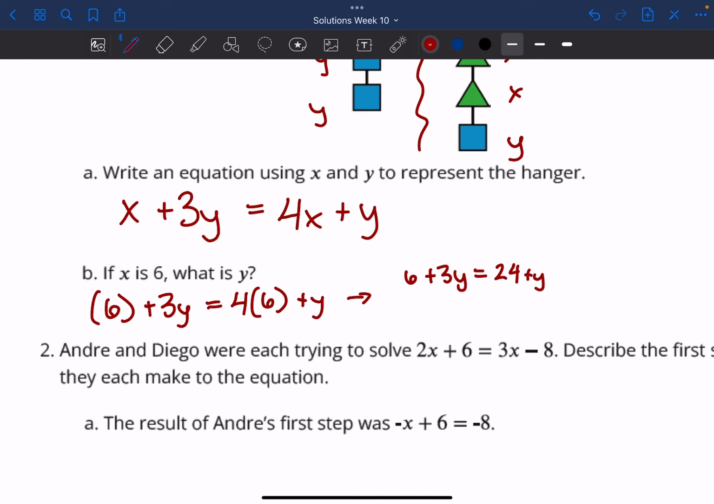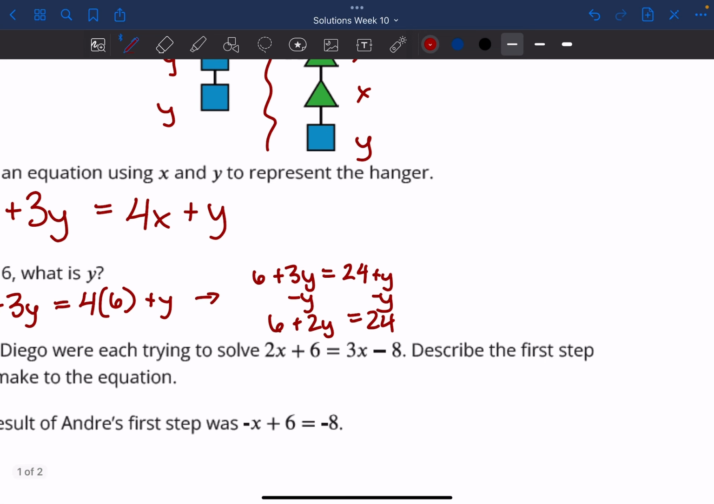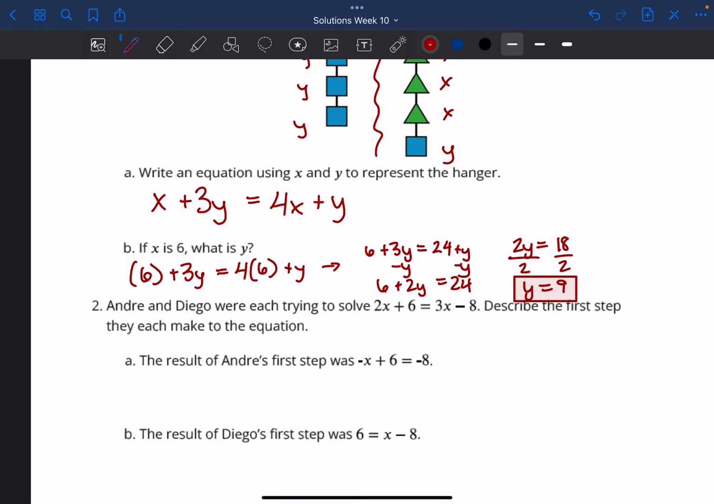I'm going to subtract 1y from both sides. 6 plus 2y equals 24. And then we're going to subtract 6 from both sides there, and we'll get 2y equals 18. Last step is to divide by 2, and we'll get that y is equal to 9. So if x is equal to 6, then y is equal to 9.